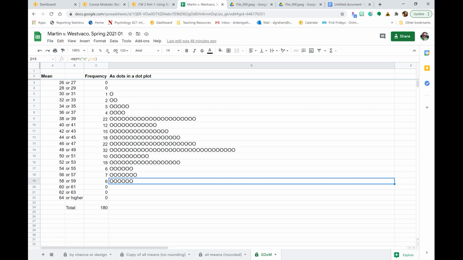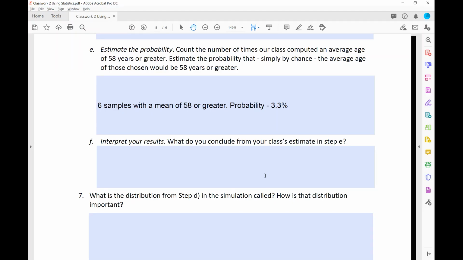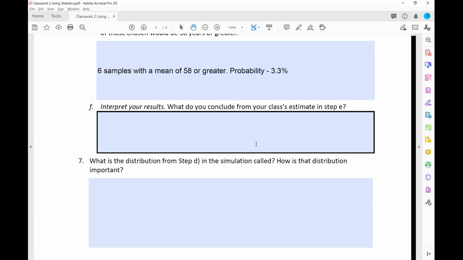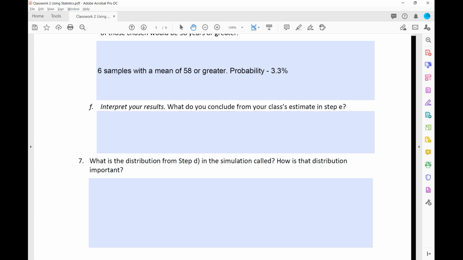So, back to our classwork here, interpret your results. So 4%, 3.5, 4%. Is that number low enough that you think, nope, 4% is too low and I don't believe that's what happened based on this evidence? And if it wasn't random, then it makes them look guilty of age discrimination.